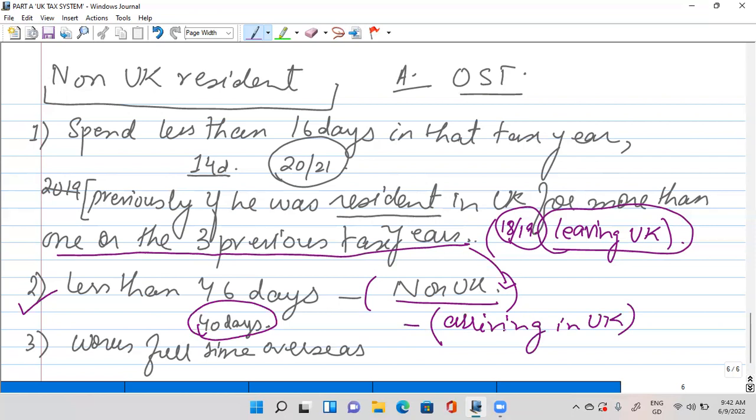Okay, the third condition is that he works full-time overseas throughout the tax year. For example, they are taking here 2021. And the word is "and", I have just put the comma over here, but it is "and". The condition should be complete, and he has been non-UK resident. Works full-time overseas in 2021, and does not spend more than 90 days.